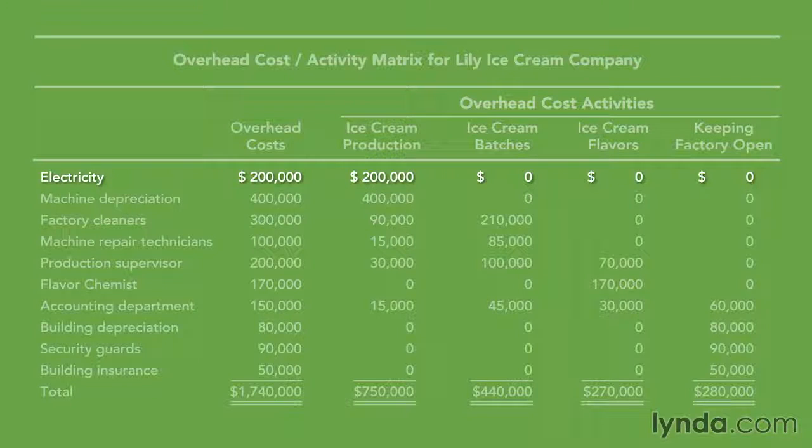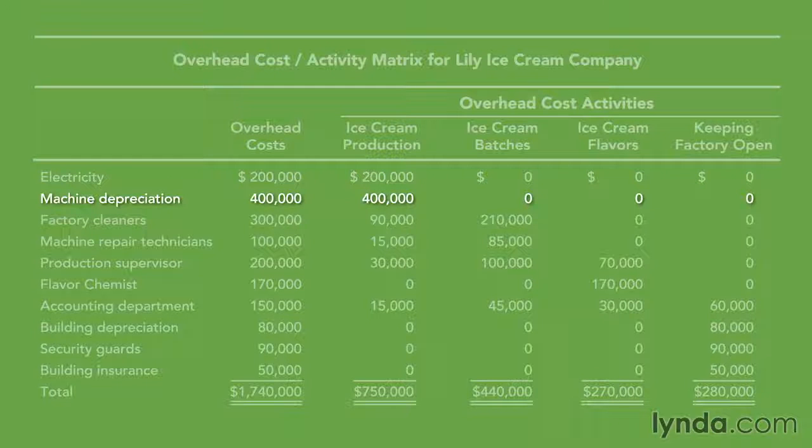Consider the first item on the list, electricity costs of $200,000. The use of electricity is a good example of a unit-level overhead activity because the more units that are produced, the higher the electricity cost. In terms of Lilly's analysis, the electricity cost is part of the cost of operating the ice cream production process. Accordingly, the $200,000 in electricity cost is included as part of the cost of this activity.